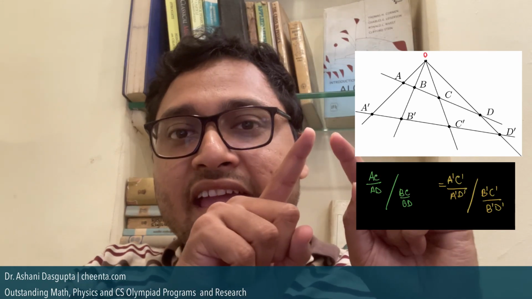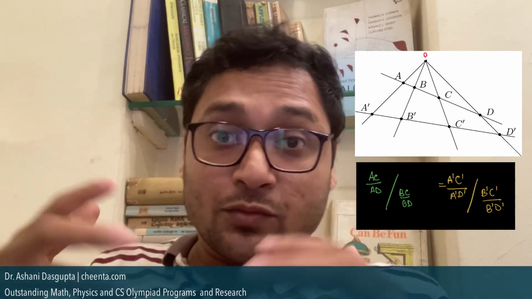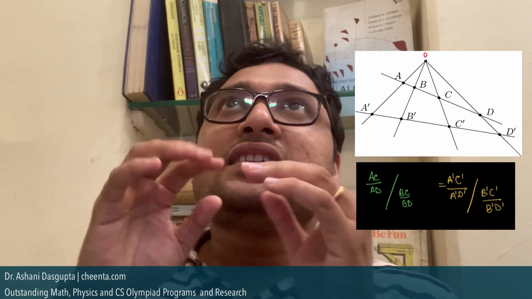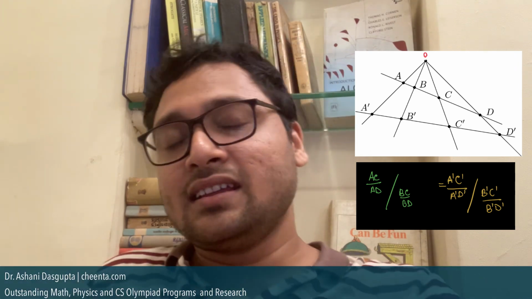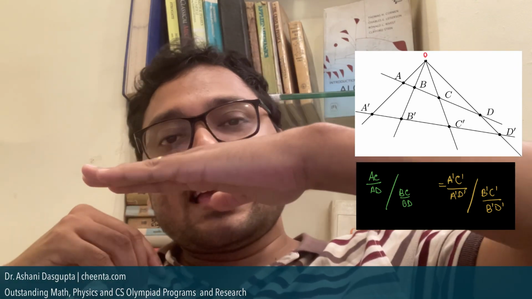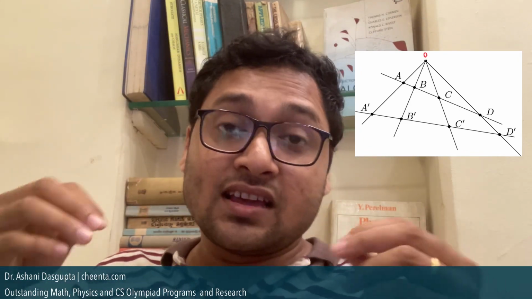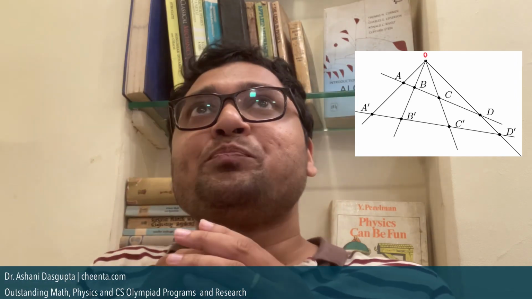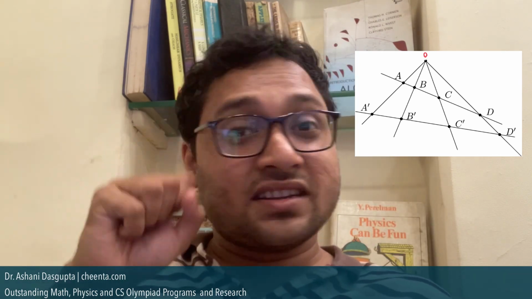So A1C1 by A1D1 divided by B1C1 by B1D1 will also be the same quantity. So one way to think about it is if the ABCD are equidistant, like equally spaced on the first line, the A1, B1, C1, D1, though they are not lengthwise equally spaced, to the observer they will appear to be equally spaced, and that illusion is captured by this quantity cross ratio.